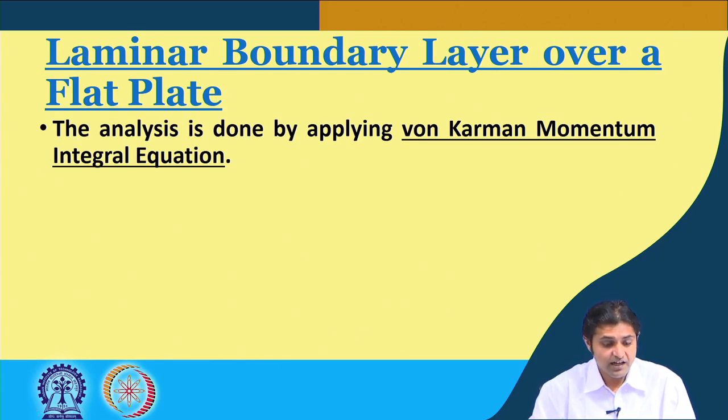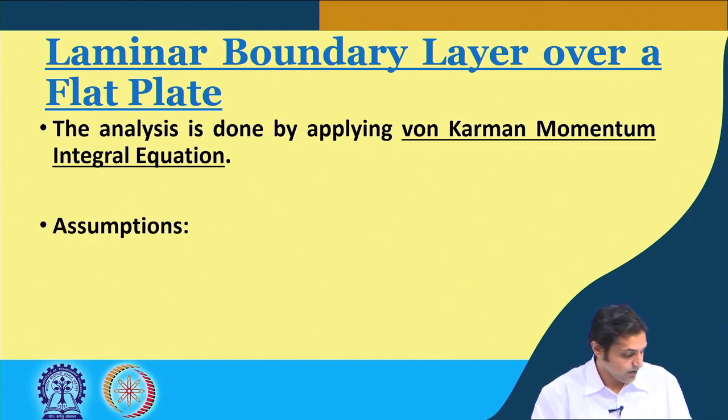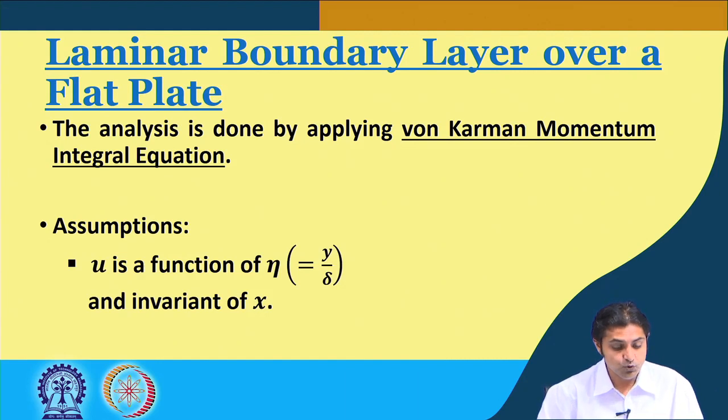So now this analysis is done by applying the von Karman momentum integral equation, as it is common for both laminar and turbulent flow. The assumption is that u is a function of eta. Eta is y by delta. y is the distance above the plate and delta is the boundary layer thickness, and eta is not a function of x. So u is not a function of x but only a function of y, or to be precise, y by delta.